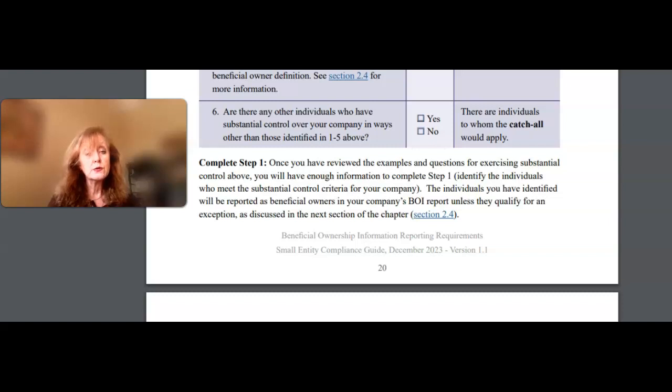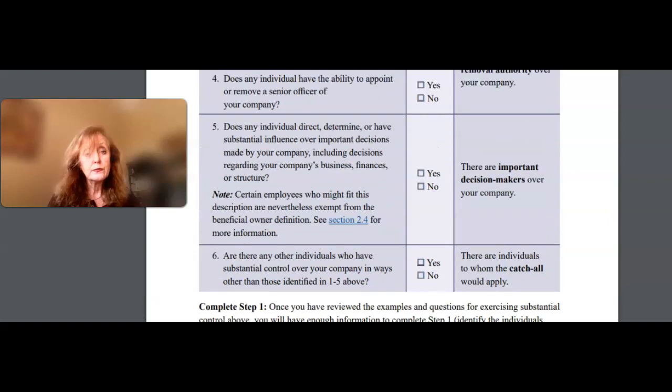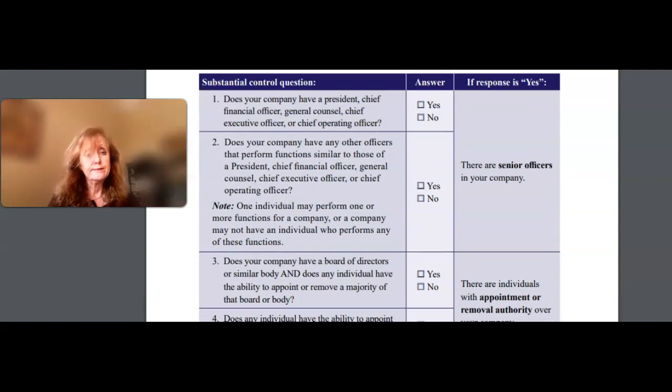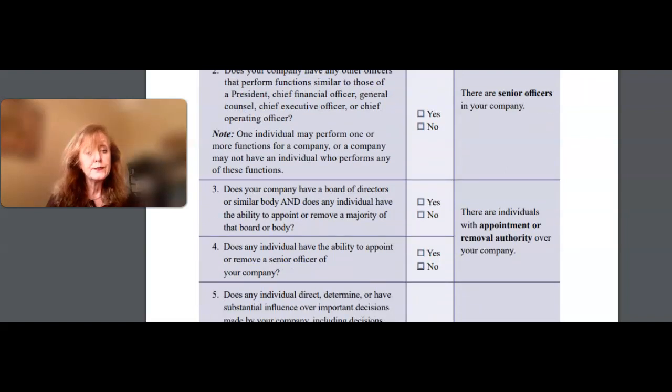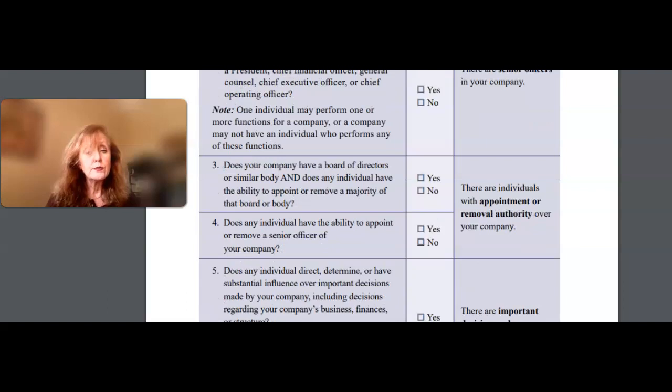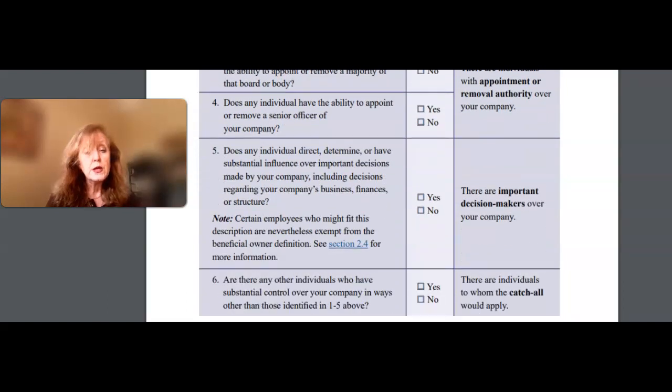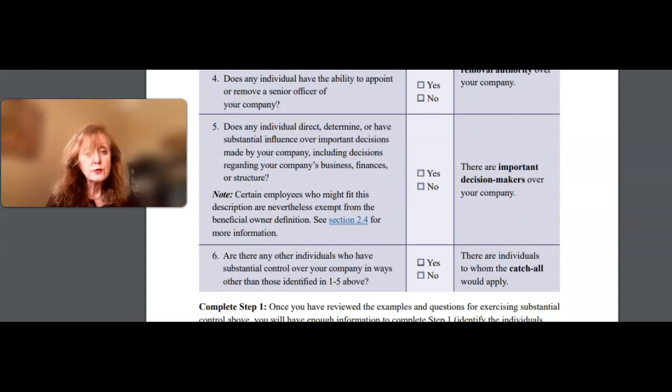And what I suggest you do is to take this and list everyone that you would say yes to. Okay, so go through and write out and document all these individuals that are involved with your company. Okay, list the senior officers. Go through each question and write down who those people are. Okay, with regard to appointment or removal authority, make sure you list those people. When we look at important decision makers, list those people.